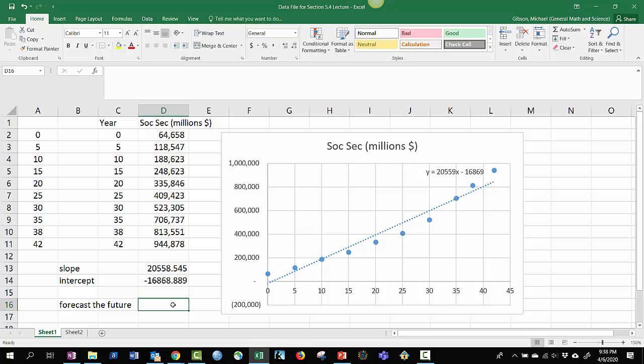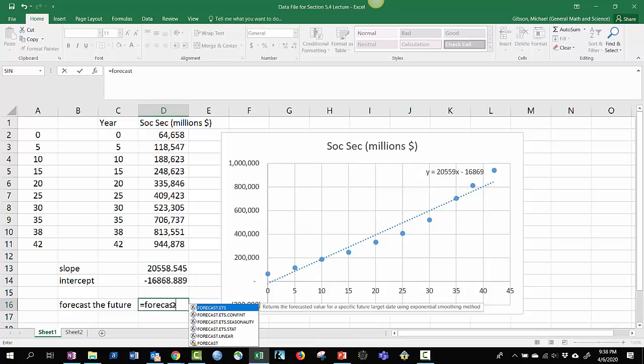Now, there is a forecast command also that's very nice. They tend to ask us often, what would the value of y be at this point in time, or for this value of x? Well, that's what forecast does. So if you type equals FORECAST, you notice here it says x and then known y's and known x's.